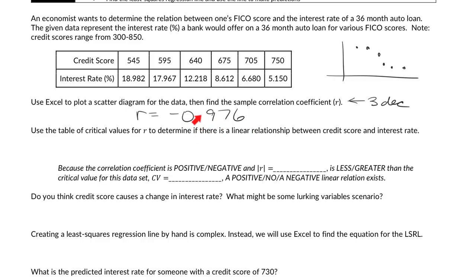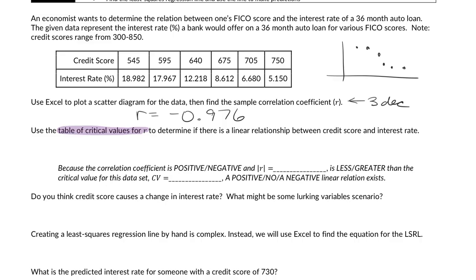What number is 0.976 pretty close to? Negative 1, which means it's really strong, which is what you saw from the data to begin with. But again, because this is statistics, I need you to actually back up your information and your claims. What we're going to do is use the table of critical values for R, the thing I told you to ignore on your warm-up.